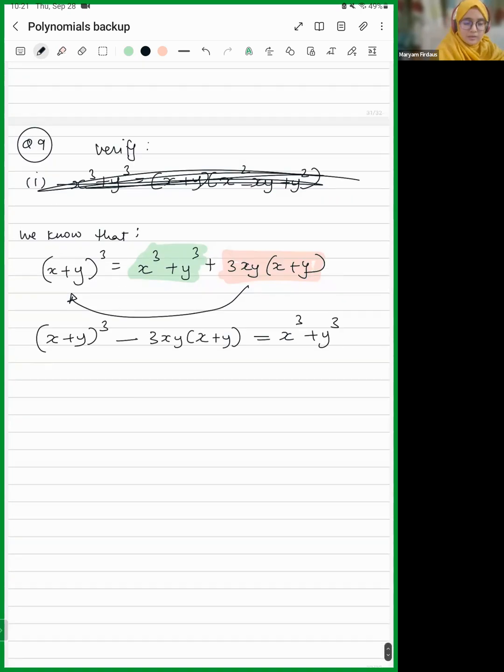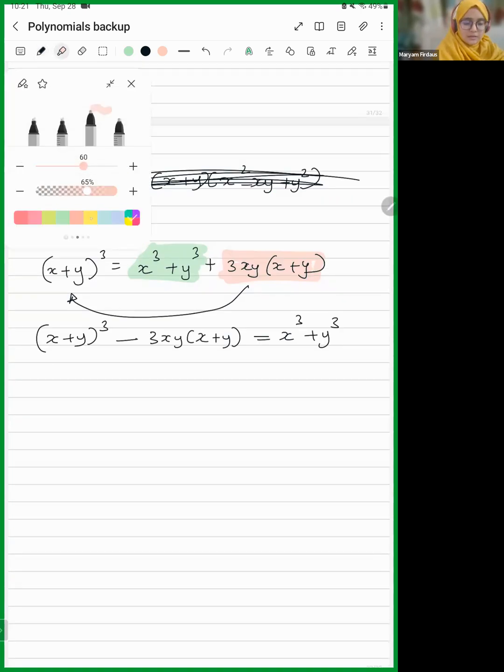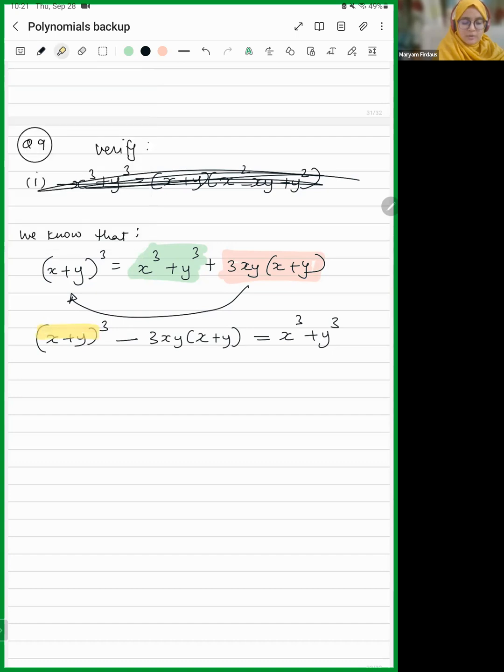From here, can we take x + y as common from the first term and the second term? Because the first term also has x + y and the second term also has x + y. Can we take it as common? Yes, we can take it as common. So if we take x + y as common, what will we be left with in the first term? Yes. We'll be left with minus 3xy plus bracket x + y.